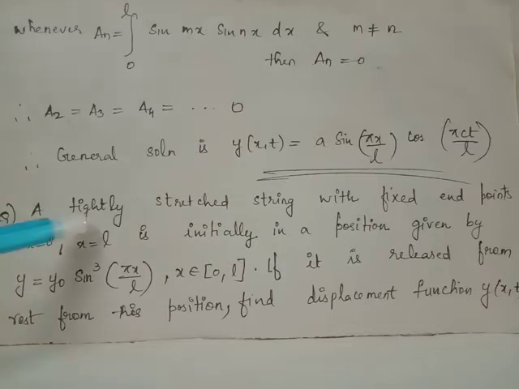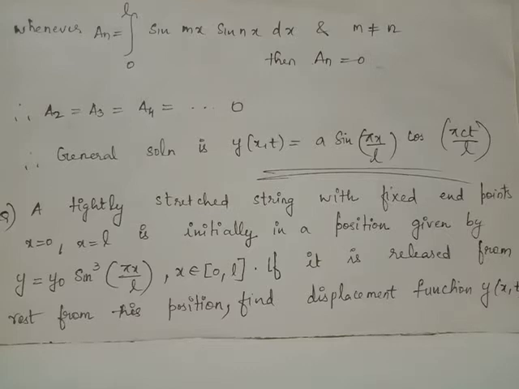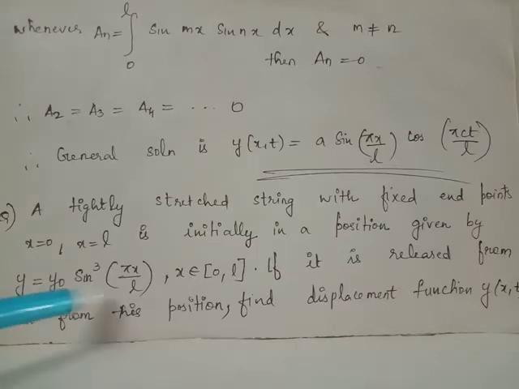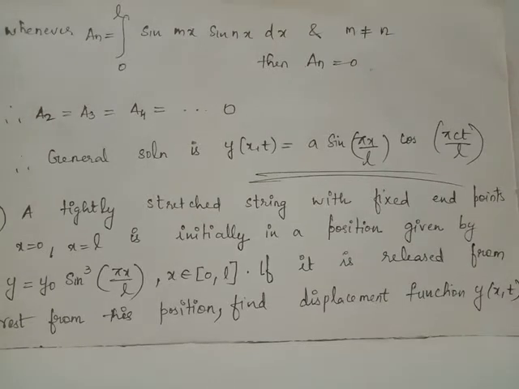Solve a problem. A tightly stretched string with fixed endpoints x equals 0 and x equals L is initially in a position given by y equals y naught sine cube pi x by L. If the string is released from rest position, find the displacement function y of x,t. We have the initial condition f of x equals this expression, which is the initial deflection or initial shape of the string. Since the string is released from rest position, we have g of x, the initial velocity, also equals 0.